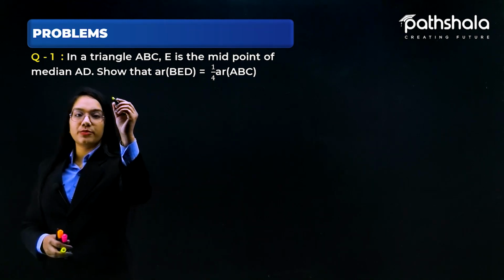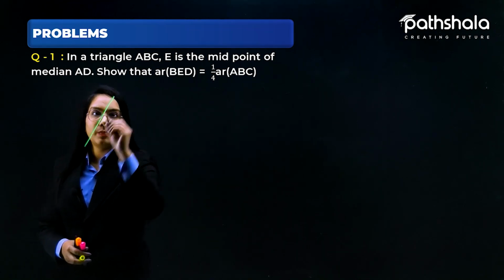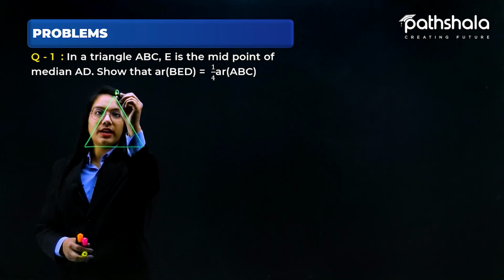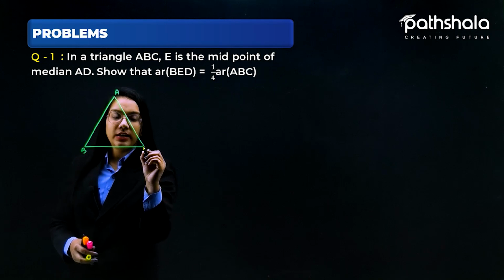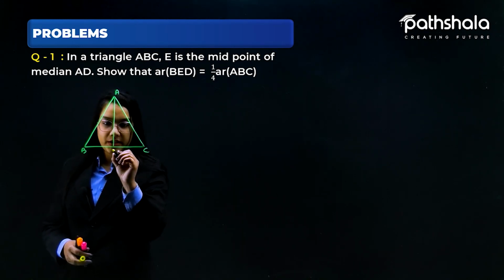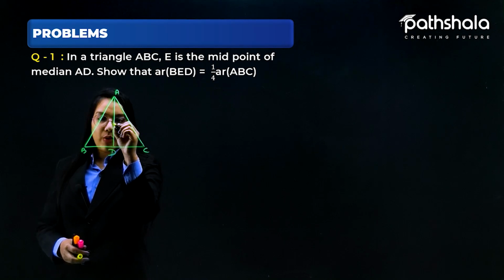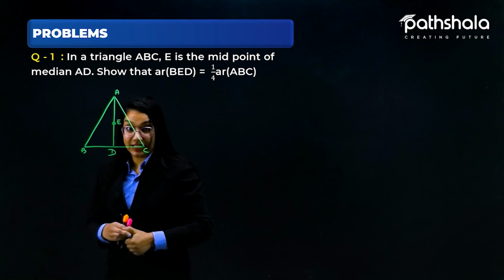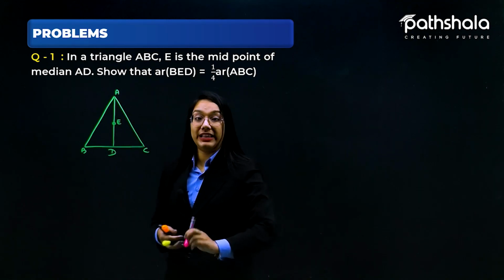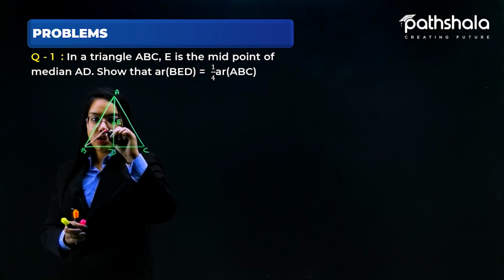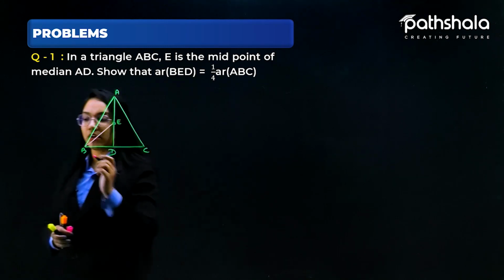So let us suppose I'm drawing the figure of ABC. This is the triangle ABC, and we have AD being the median. So let us suppose I'm drawing the median as AD. There exists a point E which is the midpoint of this AD. Now it says BED is actually 1/4, so let us suppose I'm joining BE over here. So this is the actual figure.